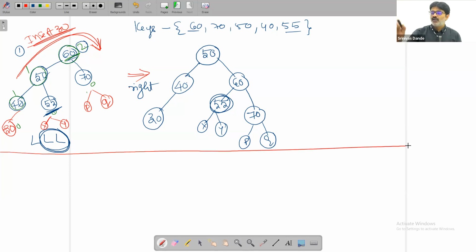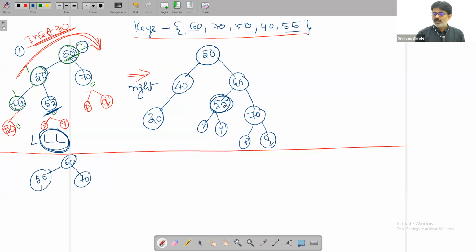Okay. Again, I am using the same keys. See this. Same keys I am using, creating. Okay, 60 inserted. Then 70 comes on the right side. Then 50 comes on the left side, and 40 goes to this side. Then 55 comes to this side. 55 can have anything, as I drew above. It can have X and Y as other children.